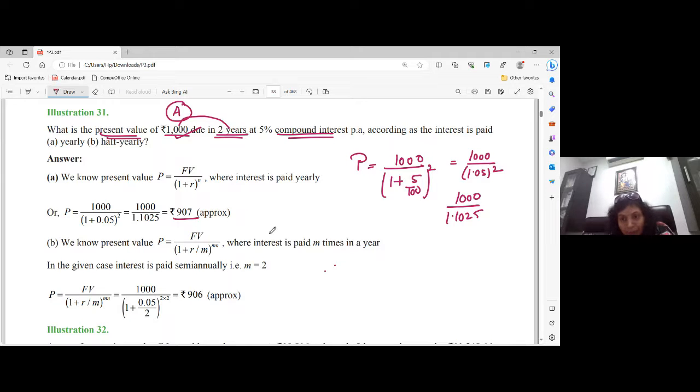But if it is semi-annually, then formula becomes 1,000 divided by (1 plus 5 upon 200) to the power 2 into 2. So in that case, 5 divided by 200 becomes 1.025. To the power 4, we have to find out square, cube, and 4. So now divide 1.1038. So 1,000 divided by 1.1038, that is equal to 905.6, that means 906 rupees. This way you can compute the present value.